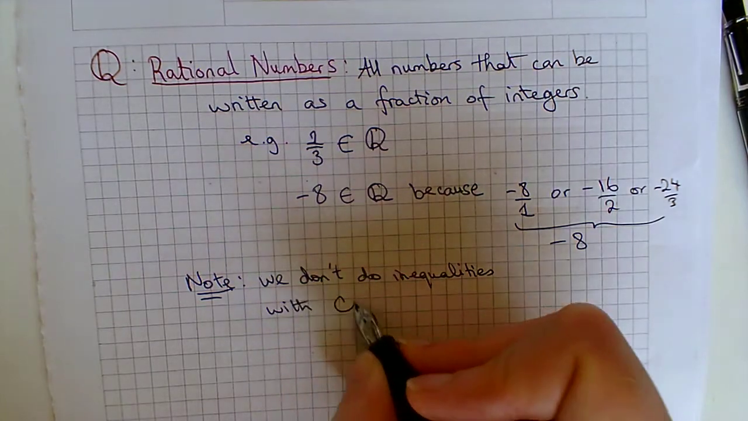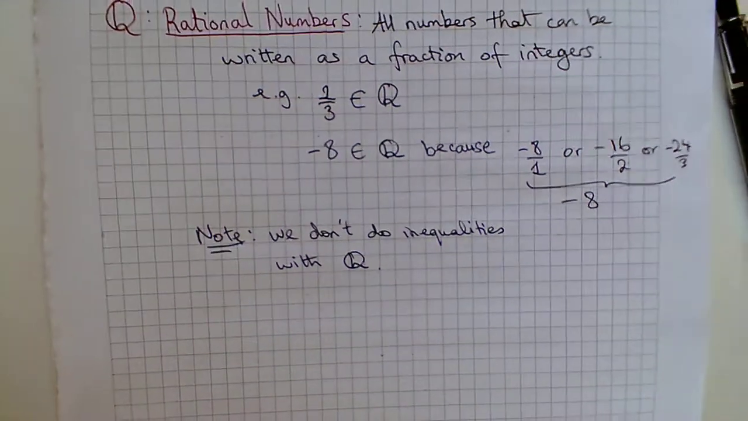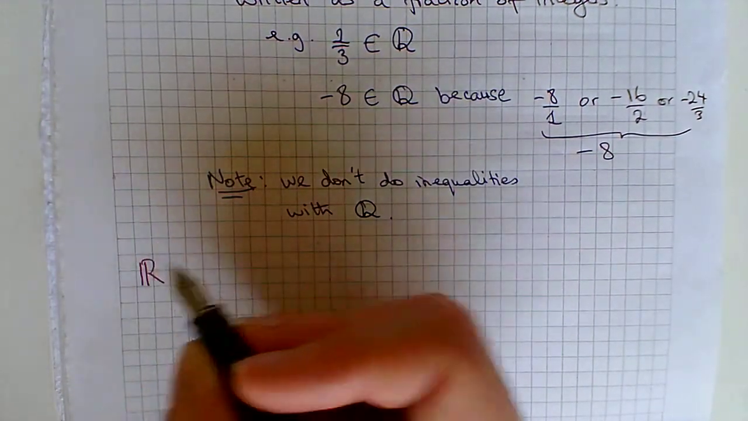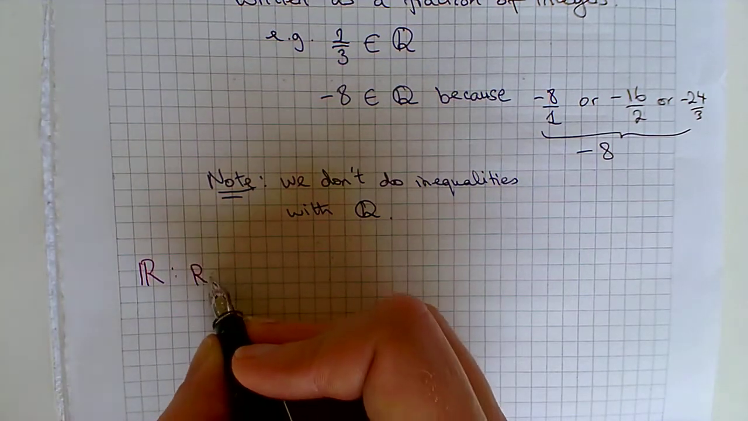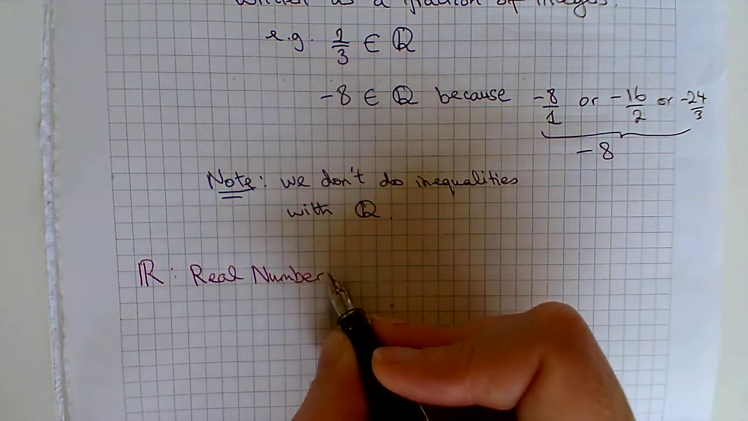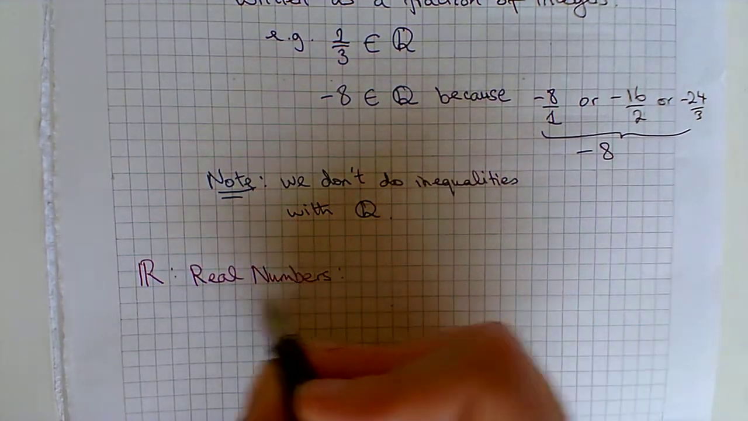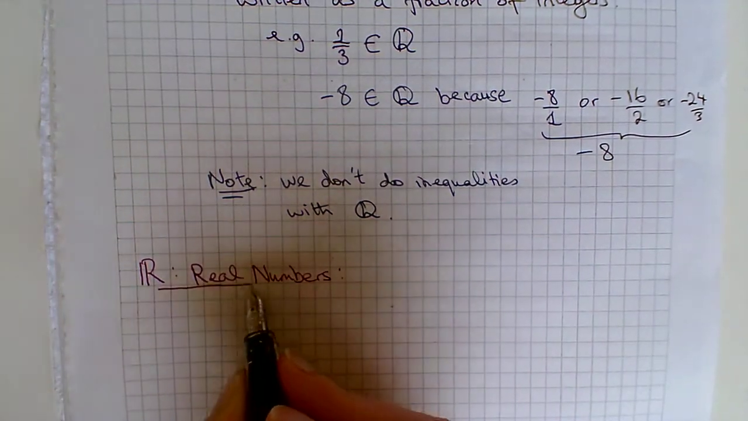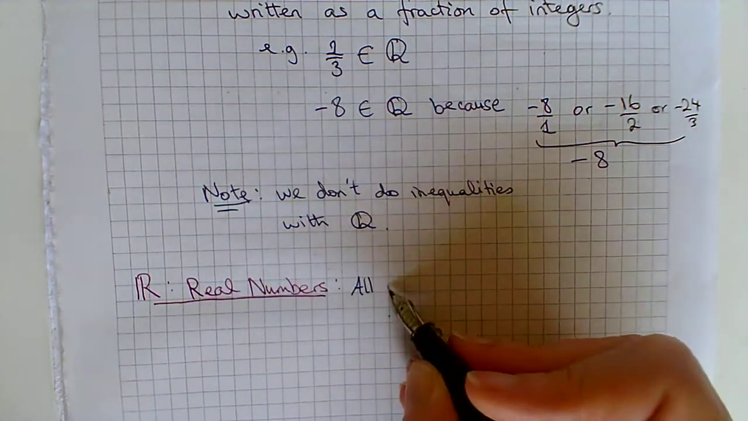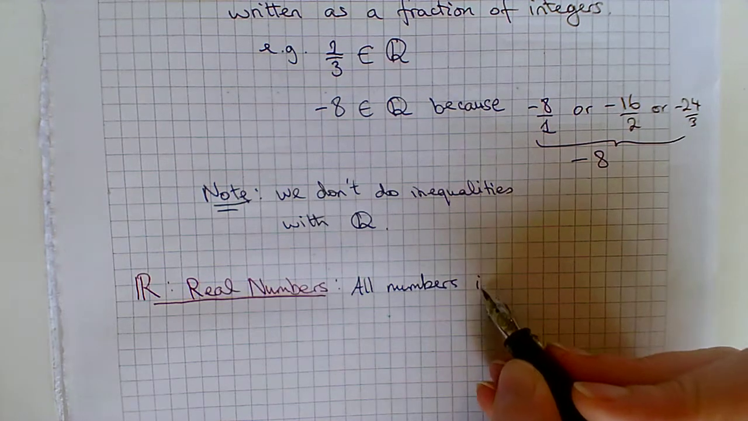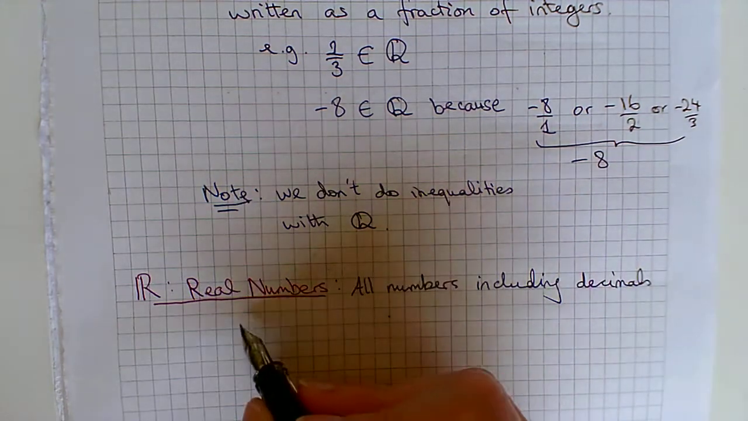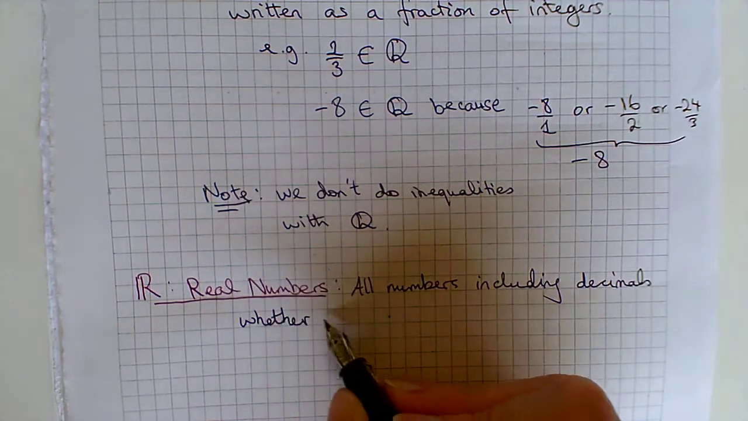So the last type of numbers that we're going to learn today is the real numbers. And as you can guess from what we did previously, this includes the decimal numbers. The real numbers are much bigger than any of the other sets of numbers, because there's an infinite number of them between any other two numbers that we pick. So these are all numbers including decimals, whether they can be written as fractions or not.